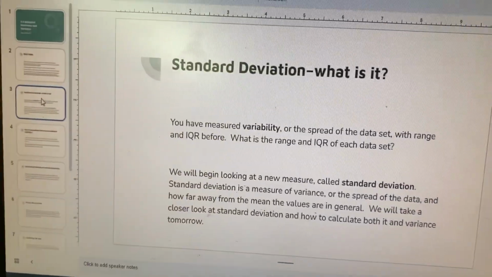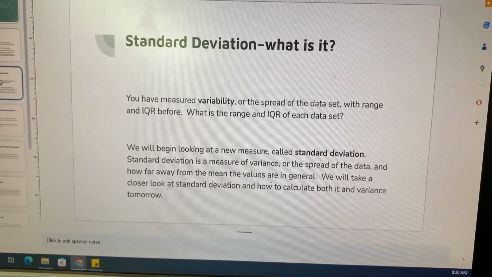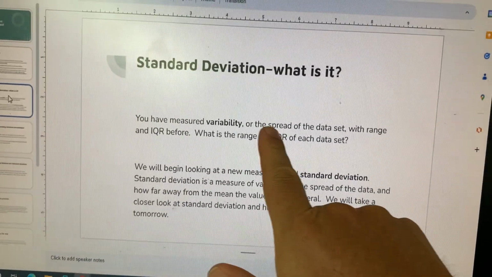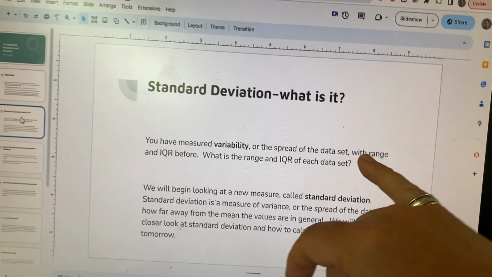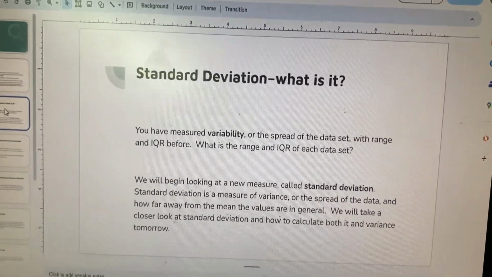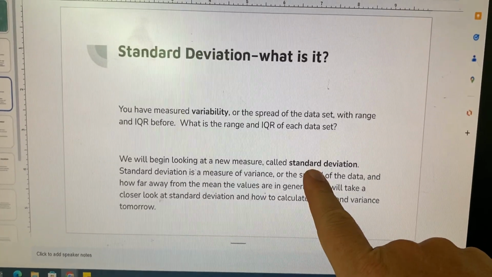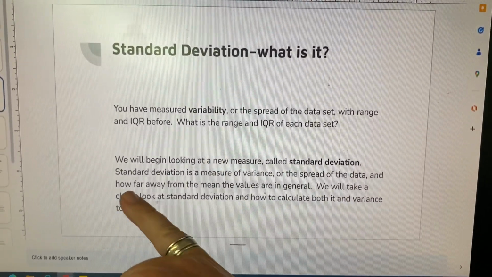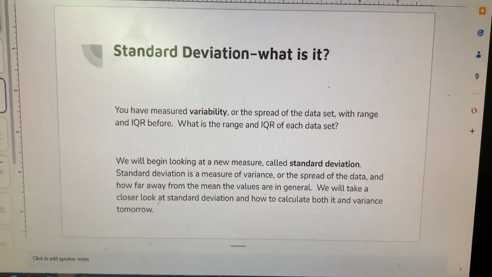So then we talk about variability and standard deviation. These you need to define in your notes. Okay, variability is the spread of the data set. It could be range, it could be IQR, but it could be just looking at it visually and seeing what's going on. And then standard deviation. Standard deviation is a measure of variance based on how far away the mean is from each of the values.